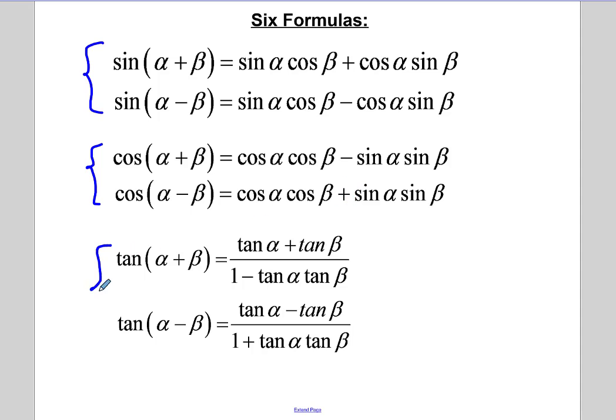Now, tangent has two things going on. We have addition for the sum of the two angles, so addition stays in the numerator, but subtraction in the denominator. And here, subtraction on the two angles means subtraction in the numerator and addition in the denominator.